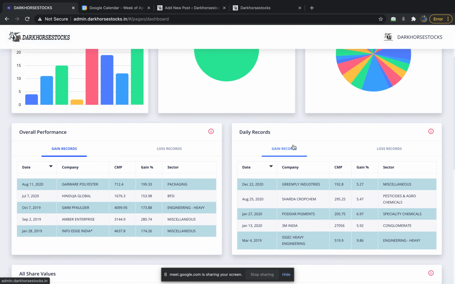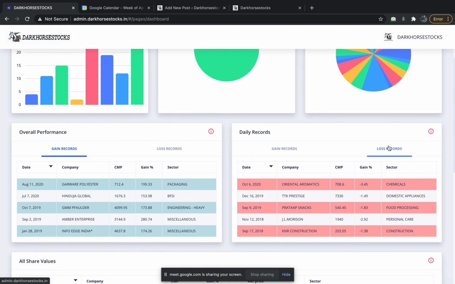The next section is the daily records. On a daily market basis, this section refreshes, and it shows the top 5 best performing ideas today, and the top 5 ideas that have been losers today. For example, on a Friday, say Greenply Industries was up 5%. Those are the top 5 ideas. Say CM India was up around 6%. So this shows the top 5 ideas, and the loss record shows the top 5 losers for each day.